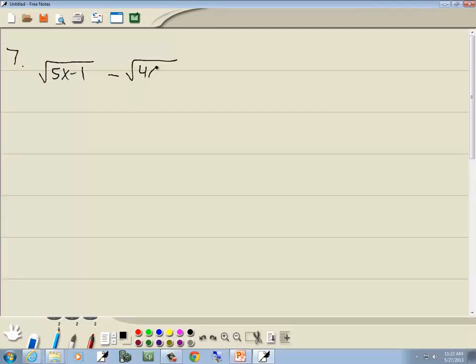Minus square root of 4x plus 5 equals negative 1. Okay. Now, first step, get a radical by itself. Now it doesn't matter which one we get by itself, you just need to get one of them by itself. So I'm going to take this negative square root to the right side. So I'm going to have square root of 5x minus 1 is equal to negative 1 plus square root of 4x plus 5. Now notice when I move the square root across the equals, the sign in front changes, but nothing changes inside the radical.